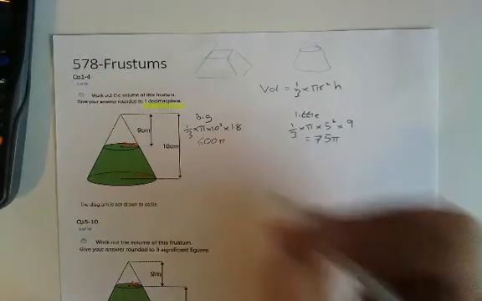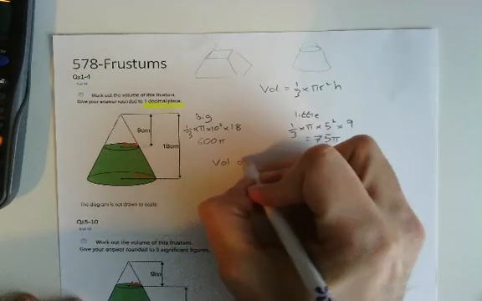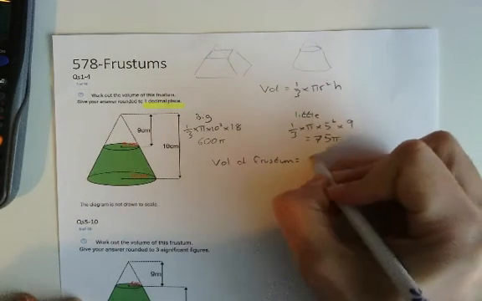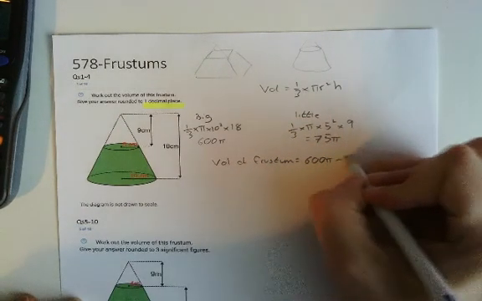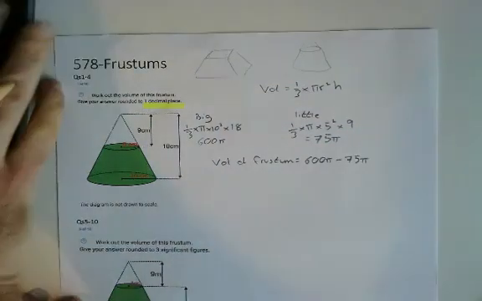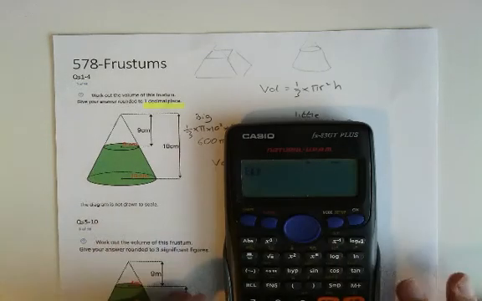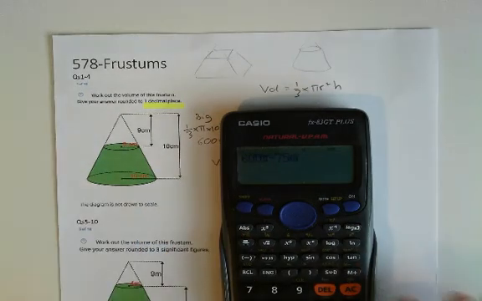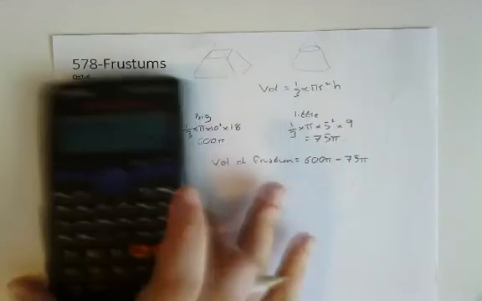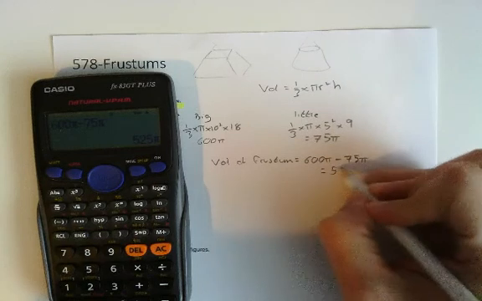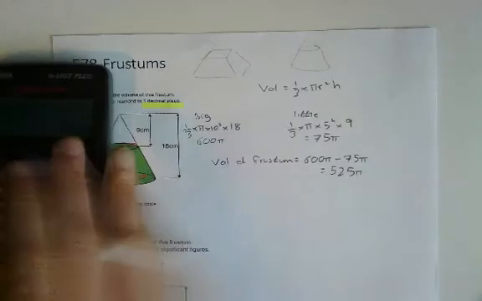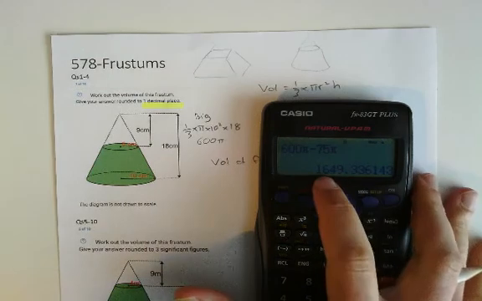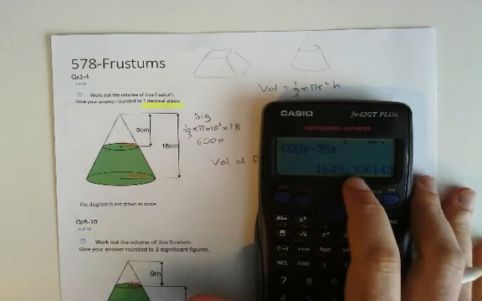So the volume of the frustum equals 600 pi, which is the big one, take away 75 pi, which is the little one. We can plug that into our calculator: 600 pi minus 75 pi. That gives me 525 pi. You could figure that out without using a calculator. But because it wants it to one decimal place, press the SD button. So that's 1649.3.